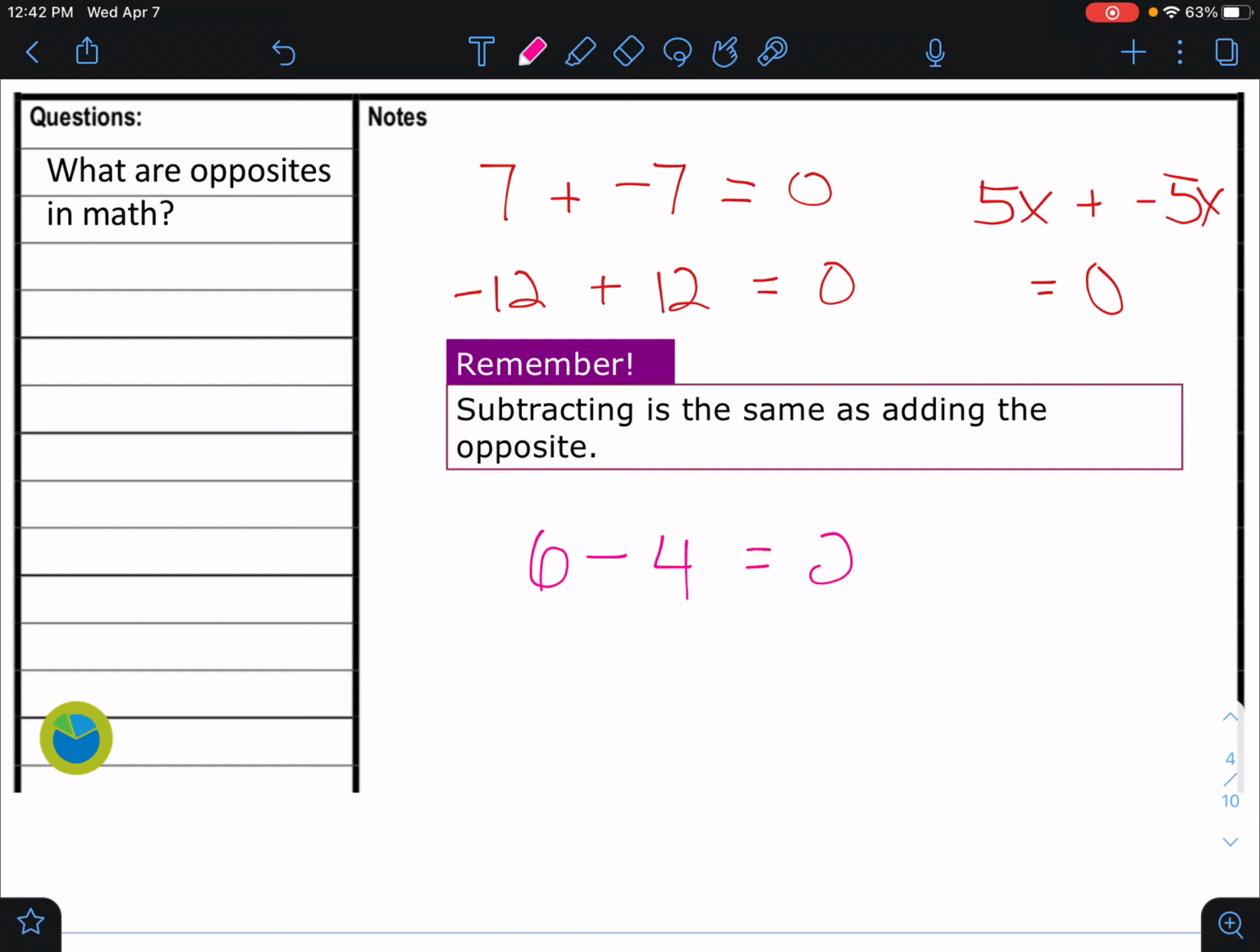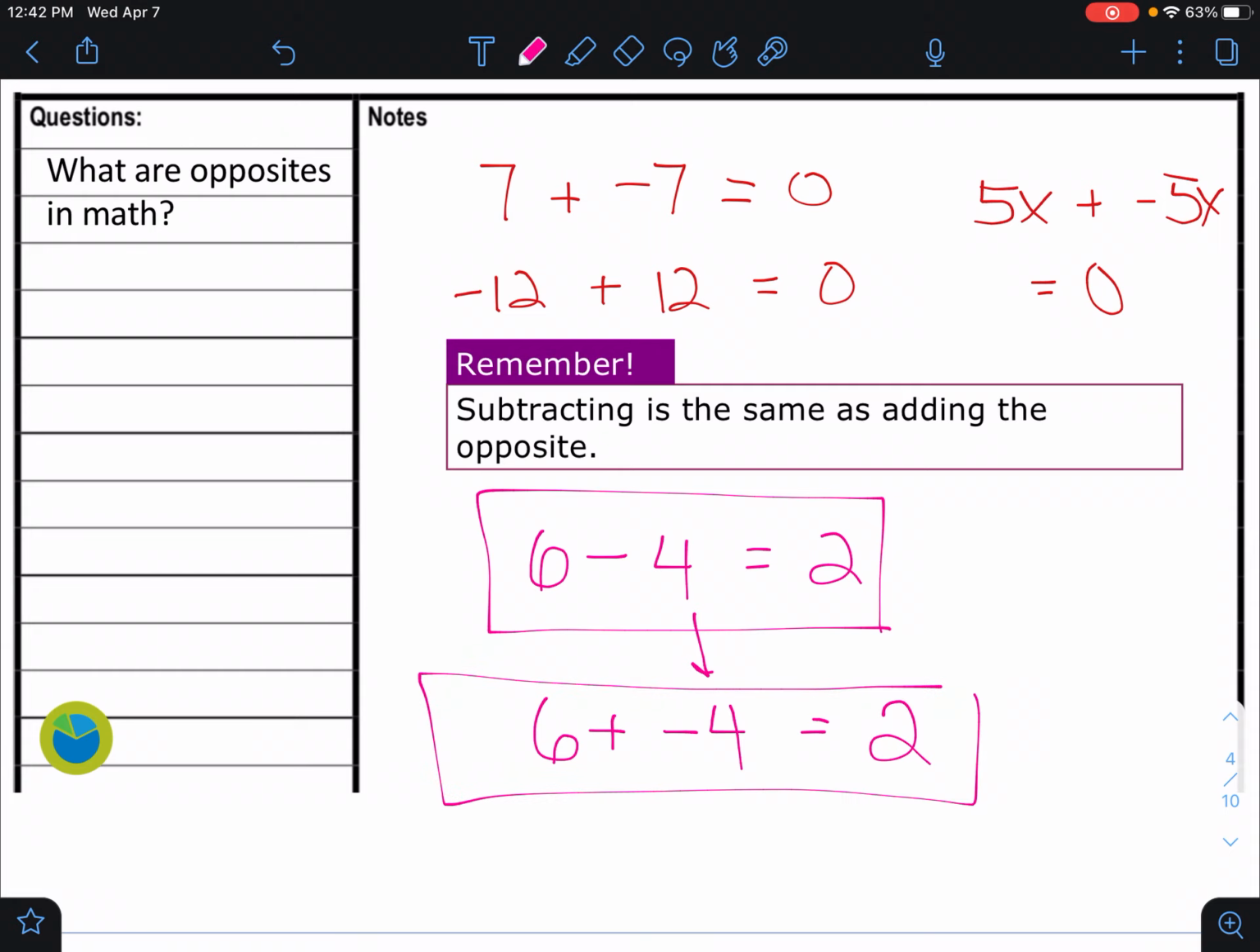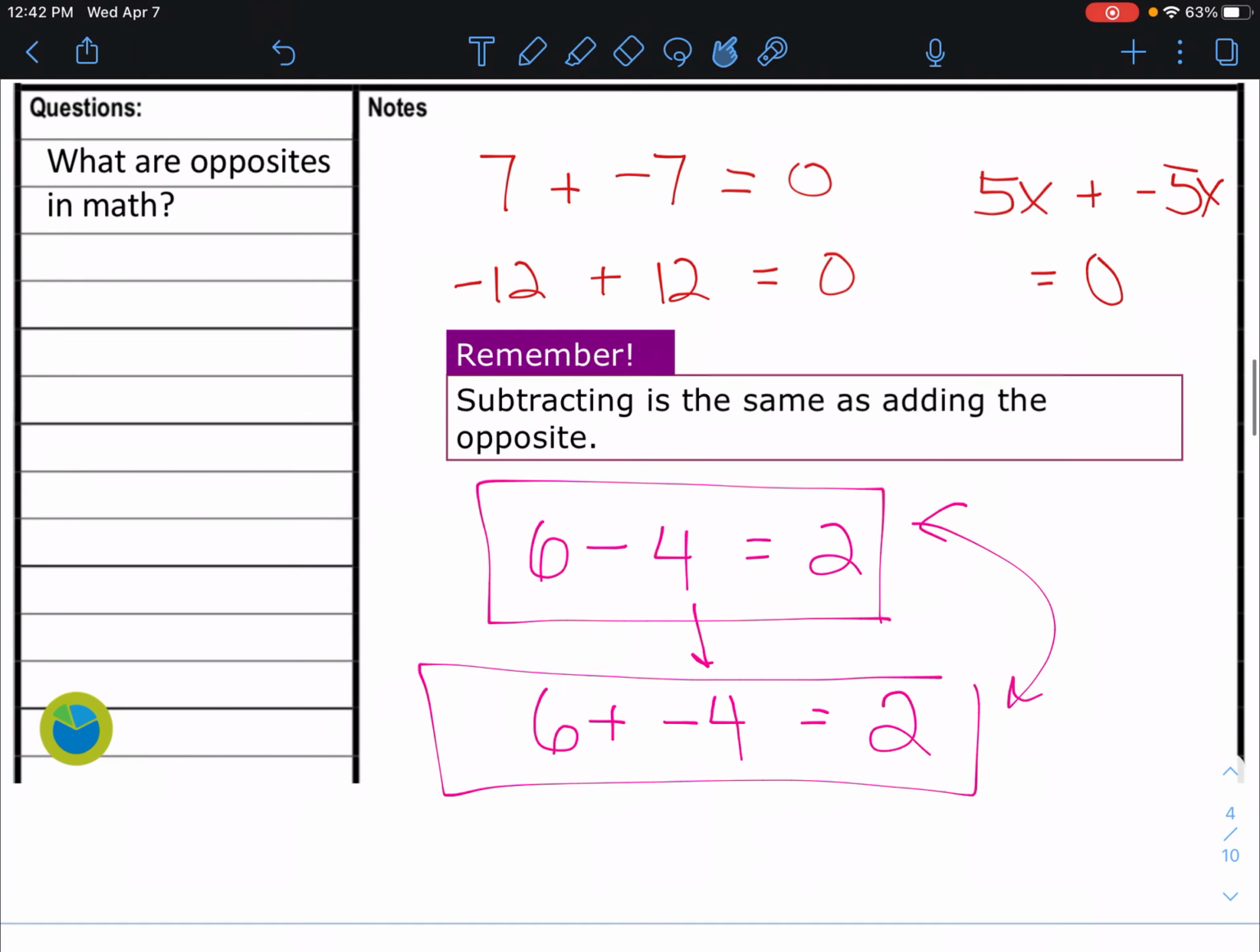You get 2. Now, this problem I can actually rewrite as an addition problem. I can say 6 and then put a plus sign here and now write the opposite of 4, which is negative 4. And now if I add those together, I still get 2. So these two expressions mean the same thing. So x minus 4 and x plus a negative 4, so subtracting is really the same as adding the opposite. And the reason that's important is because that's helpful for when we're adding and subtracting polynomials.